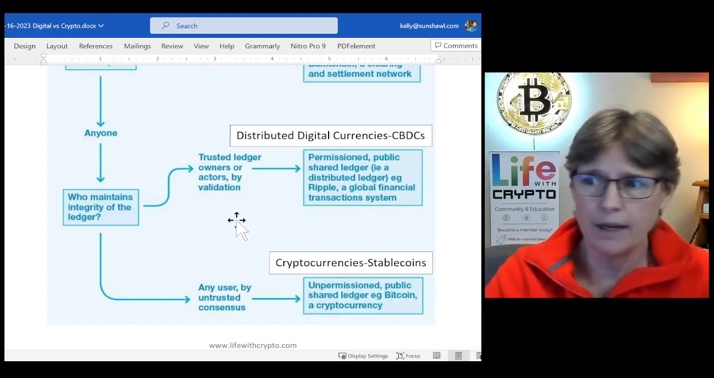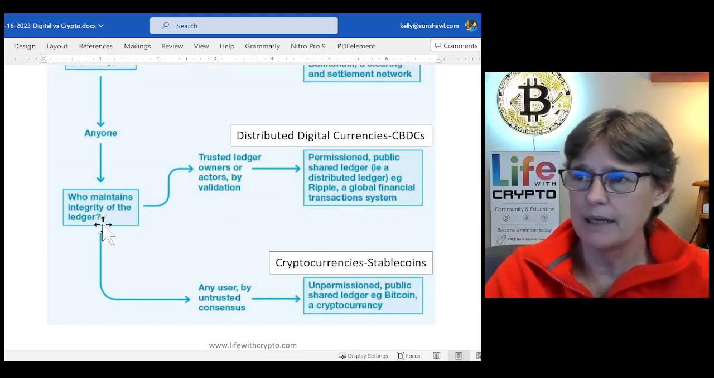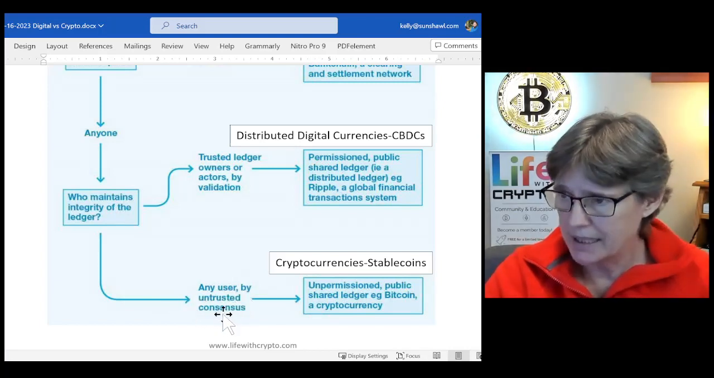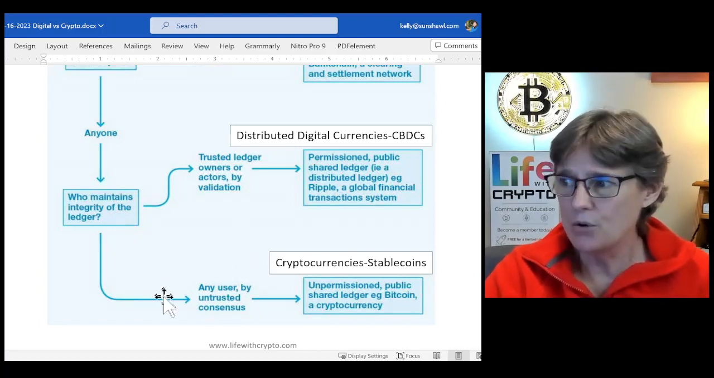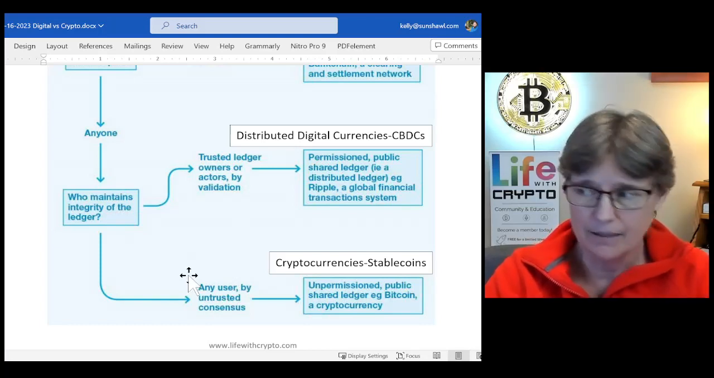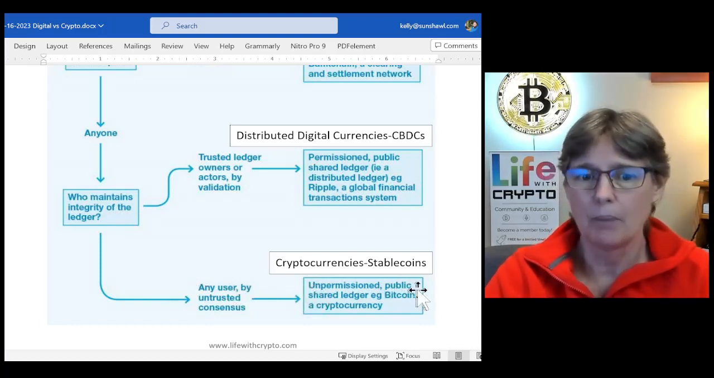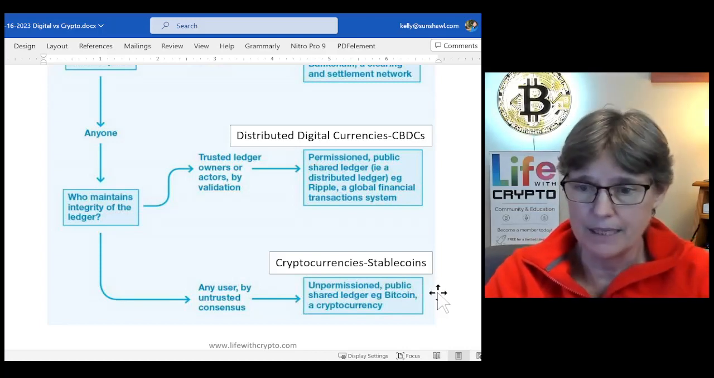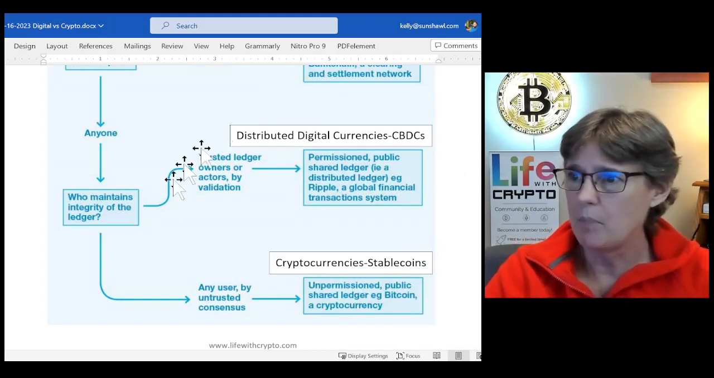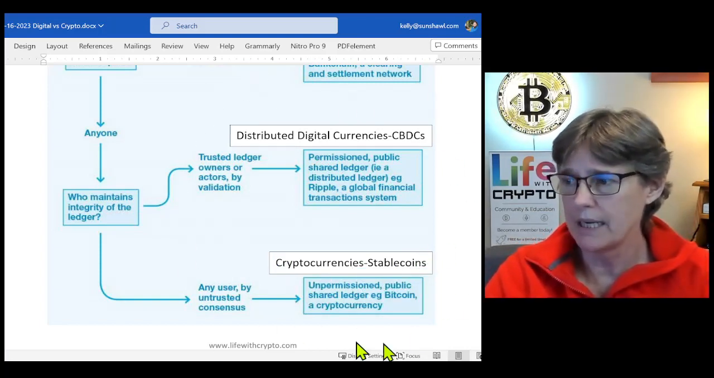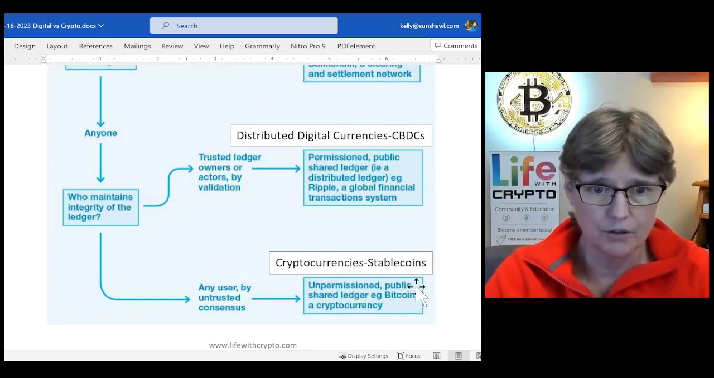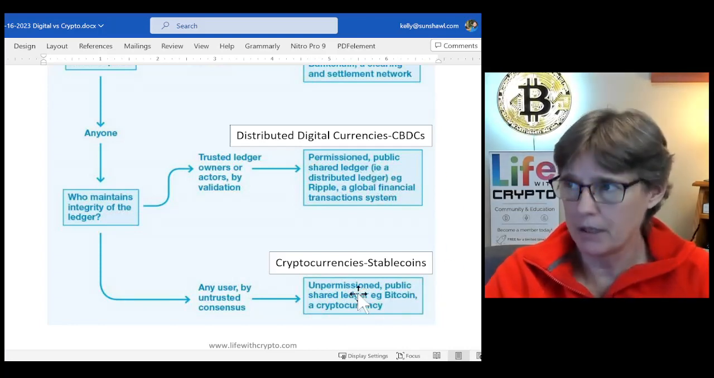Okay, so let's move on and say, who maintains the integrity of the ledger? Any user, or by untrusted consensus. Okay, so if any user can use it and any user can provide consensus or become a validator, let's say, then that is a permissionless public blockchain or other type of DLT. And this is where cryptocurrencies and stablecoins live. So these bottom two here are really the two we are most interested in. These are both public distributed ledgers. One is permissioned and one is permissionless.